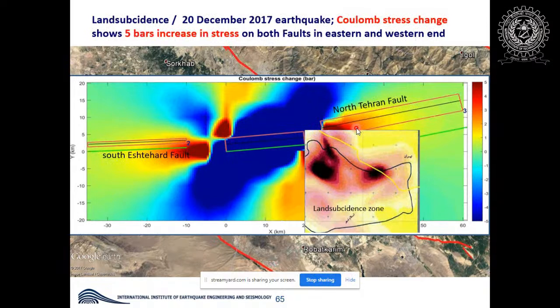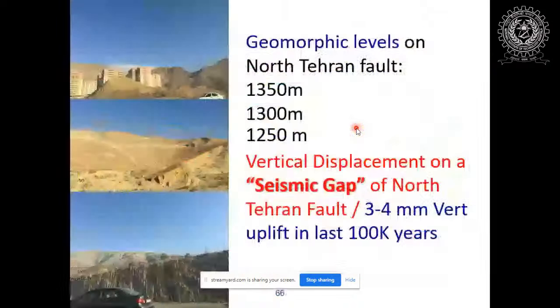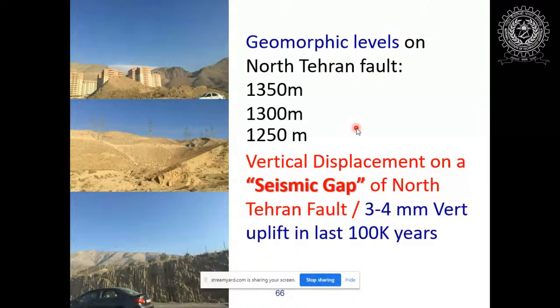And if we look at geomorphic levels on the North Tehran fault, it is exactly the same region in Western Tehran. We have 3 geomorphic levels: 1350 meter, 1300 meter, 1250 meter. The vertical displacement on this seismic gap of the North Tehran fault is about 3 to 4 millimeter vertical uplift in the last 100,000 years.